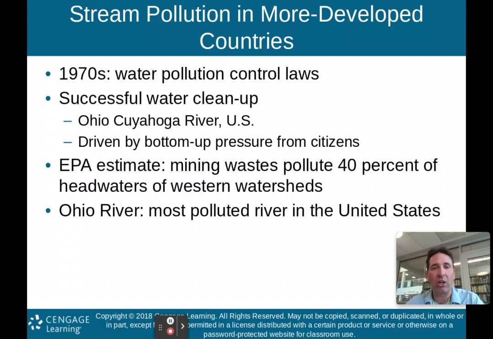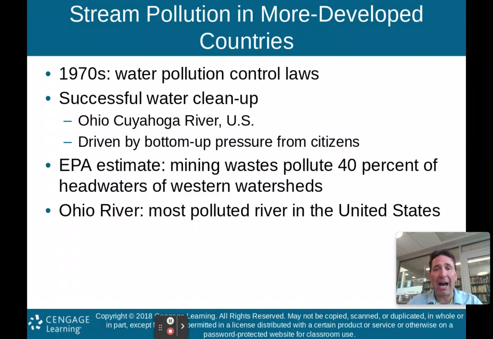Successful water cleanup: the Cuyahoga River in Ohio. Believe it or not, in the 60s and 70s, parts of the river were actually on fire, because there was so much oil and gas floating on top of the river that you could actually light it. That's how crazy it was. The water cleanup was driven by bottom-up pressure from citizens who said, this is crazy. And so they actually cleaned up that river in Ohio.